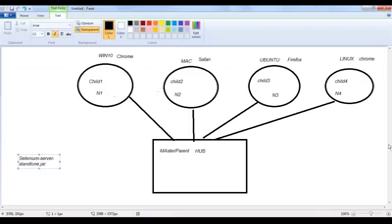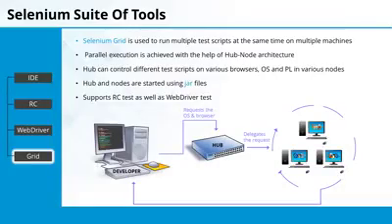Now I'll explain the slide. The grid is used to run multiple test scripts at the same time on multiple machines. I hope you now understand this line. Parallel execution is achieved with the help of hub-node architecture. So I've created the architecture. That's how you run test cases in parallel. Hub can control different test scripts on various browsers, operating systems, and programming languages in various nodes. I missed that point.